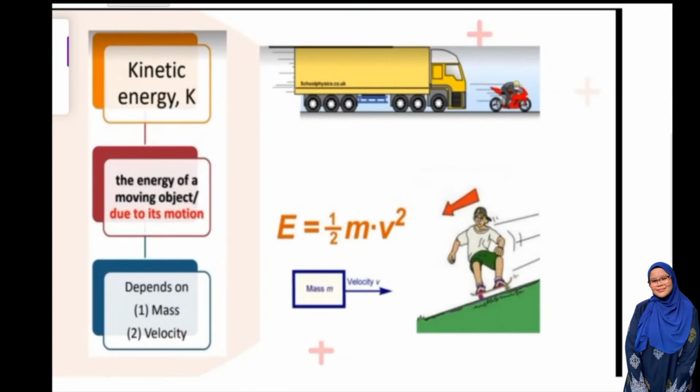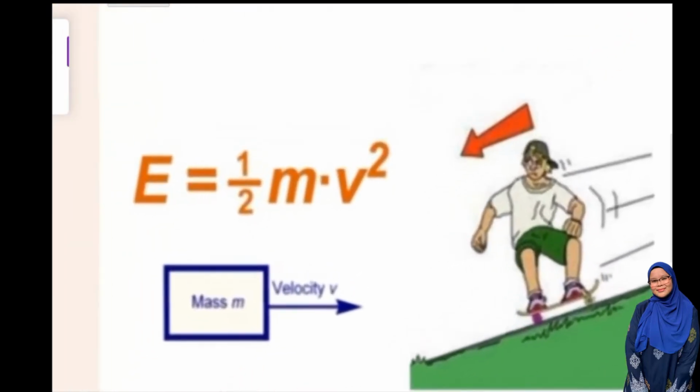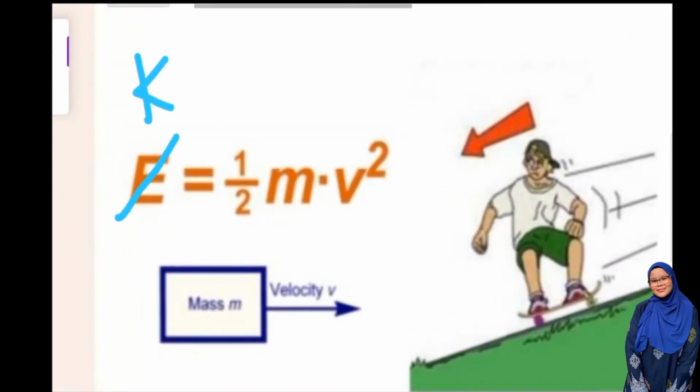Okay, so we move to the second learning outcome for 5.2, which is kinetic energy. Kinetic energy. So kinetic energy is the energy of a moving object. So when the object is moving, so we can find the energy of the kinetic motion lah. And the kinetic energy is depends on mass and velocity. Okay, the equation for kinetic energy is, this is K, 1 over 2 mass multiplied by V squared.